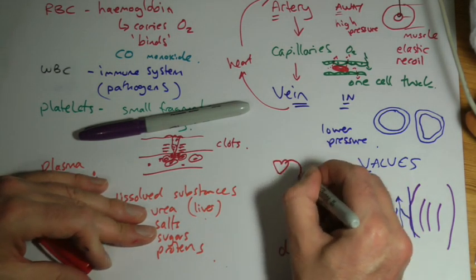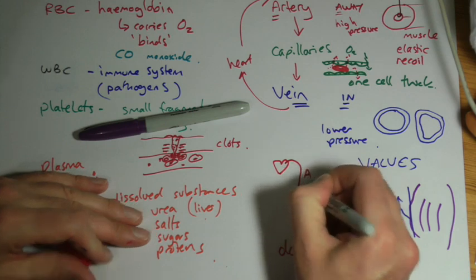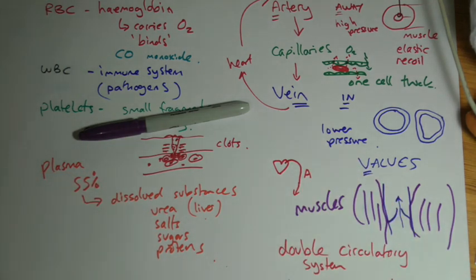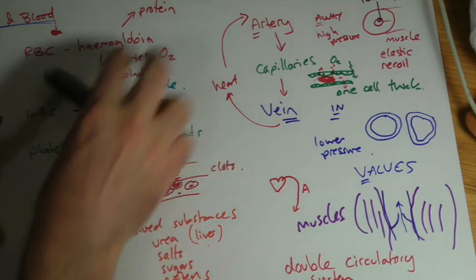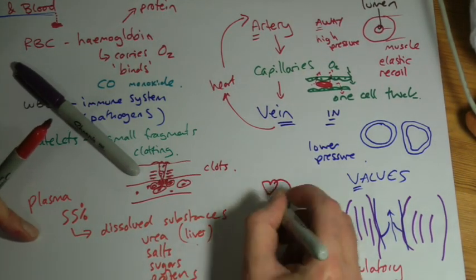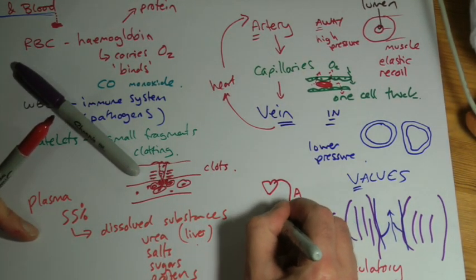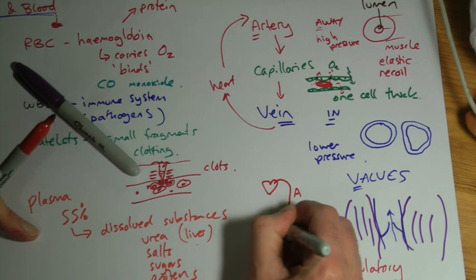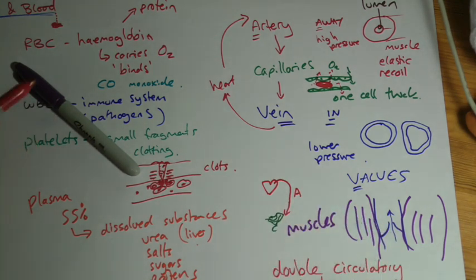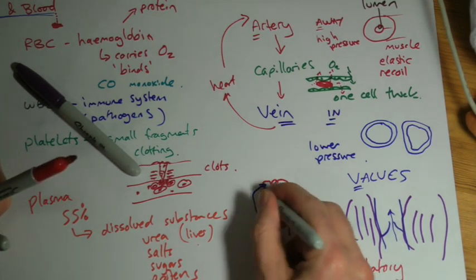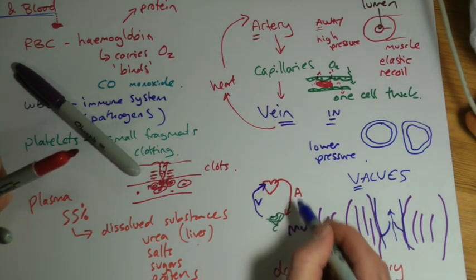Blood comes out of your heart, goes through the arteries, into the capillaries. That's my green. So here's my very thin capillaries, and this could be in an organ, it could be in the kidneys or the liver or whatever it is, and it comes back through a vein. Okay, so that's one circuit round.